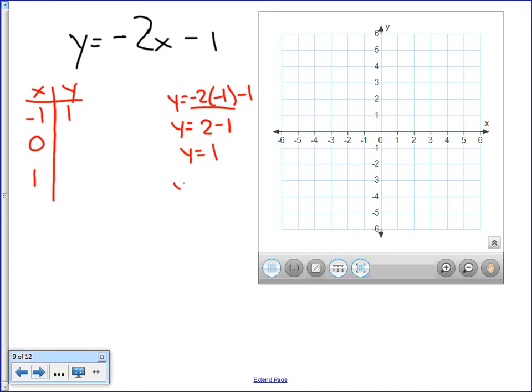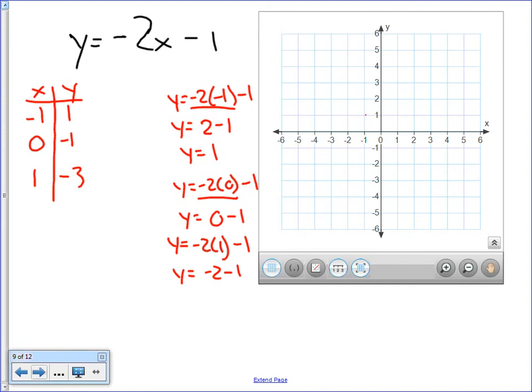Plugging in 0, y equals negative 2 times 0 minus 1. Anything times 0 is 0, so 0 minus 1, so negative 1 there. And plugging in 1, I have y equals negative 2 times 1 minus 1. Negative 2 times 1 will give me a negative 2. Negative 2 minus 1 will give me a negative 3. So 0, negative 1, and 1, negative 3 for my points. And then make a straight line, so we know we're good.